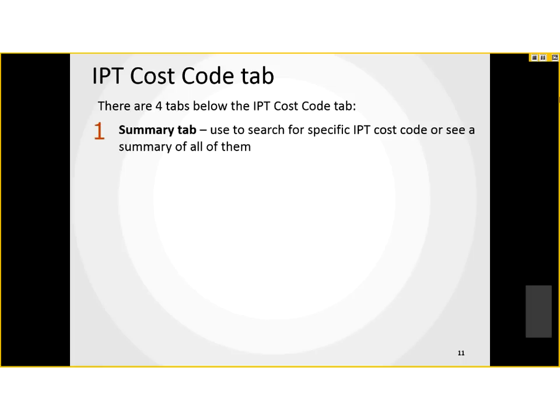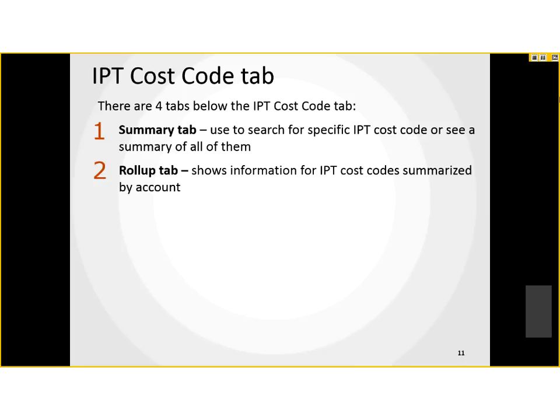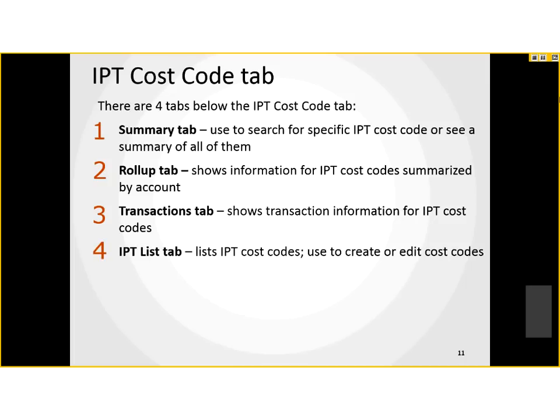So there are 4 new tabs below that InfoPorte cost code tab. The first one is the summary tab. So that lets you search for a specific cost code, or when you hit that page, it'll just have a list of all of the ones that you have access to. The roll-up tab gives you information by account, so you can look at that cost code and you can see exactly how much you spent on SPA salary, for example, or EPA salary, or travel. So it gives you account level information. And then the transactions tab gives you the detailed transaction that makes up the totals you see on the roll-up.